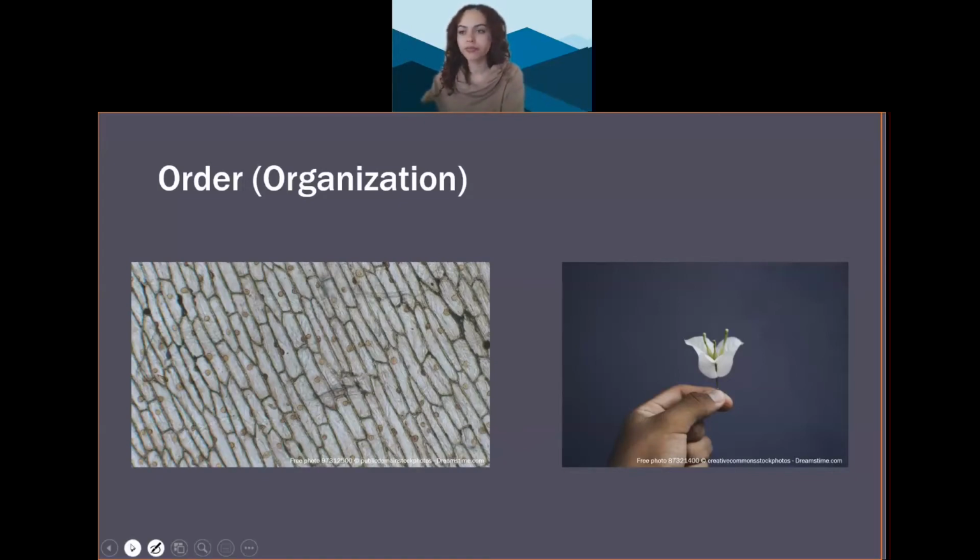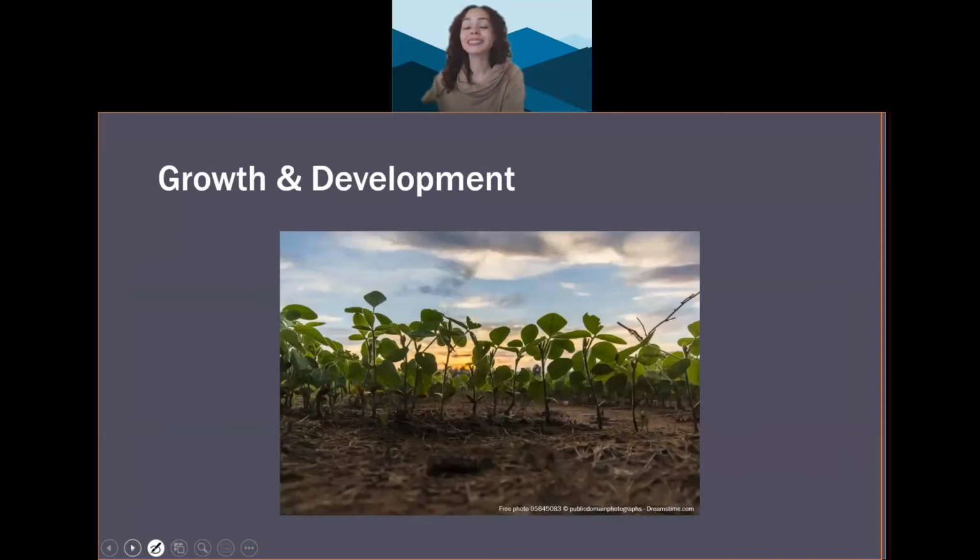Another property of life is growth and development, and it's as simple as that. A seedling that becomes a tiny plant with 3 leaves, that becomes a taller plant with more leaves, and a flower, that's an example of growth and development. A zygote that develops into a fetus, that develops into a baby, then into a child, into a teenager, and into an adult, that is also an example of growth and development.